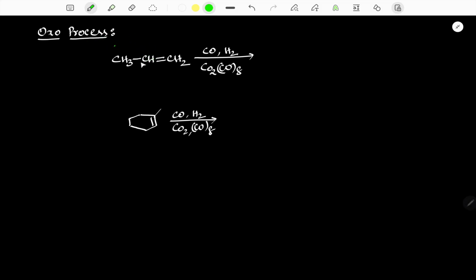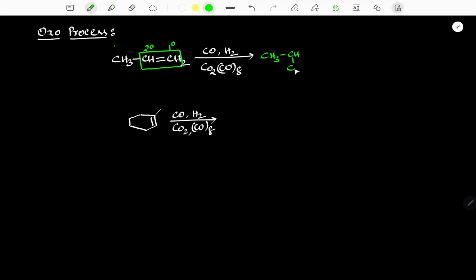Oxo process. When propene is treated with carbon monoxide, H2 and cobalt carbonyl, which is a complex of cobalt, in this complex carbon monoxide is a ligand. So the total reagent is carbon monoxide, H2, cobalt carbonyl. Here we have the alkene carbons. It is a primary carbon, and it is a secondary carbon.